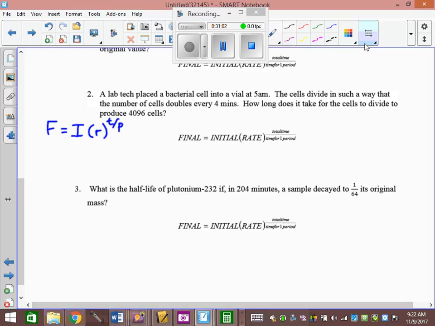So F is final. F equals final. I equals initial.